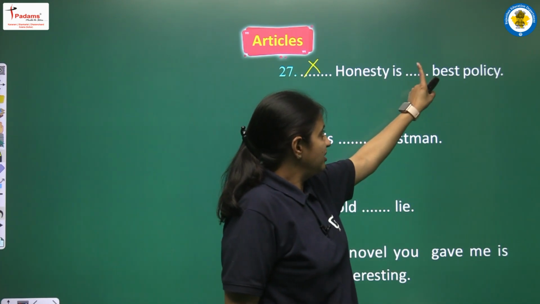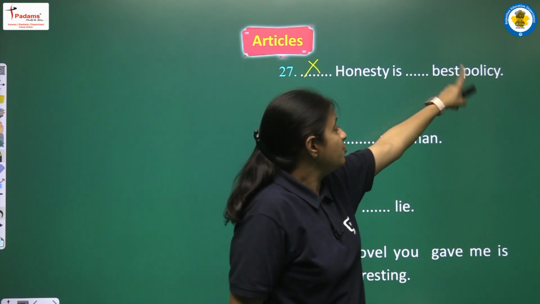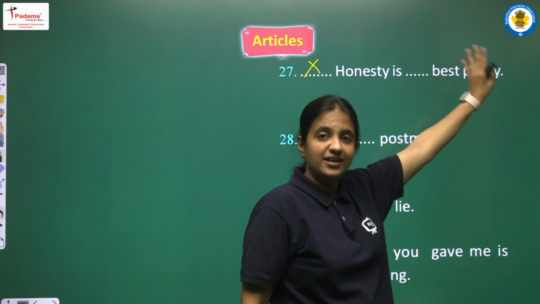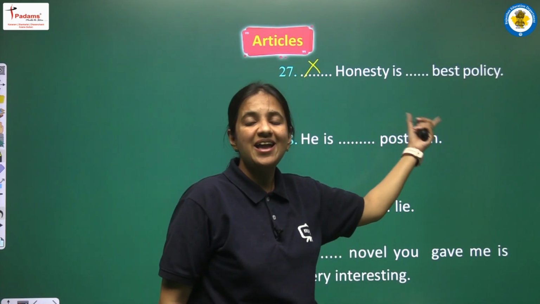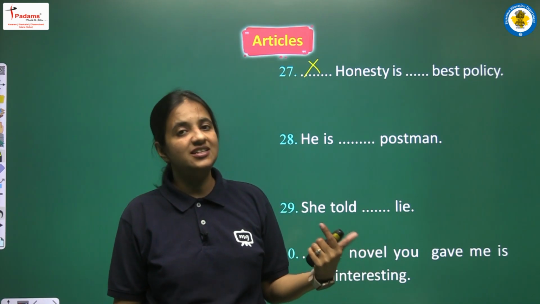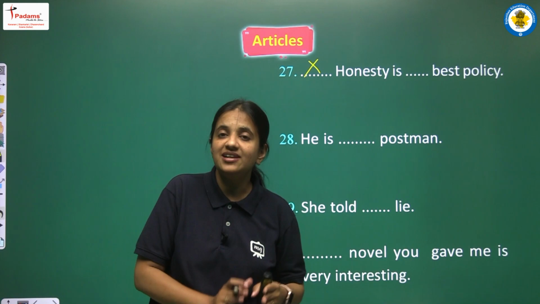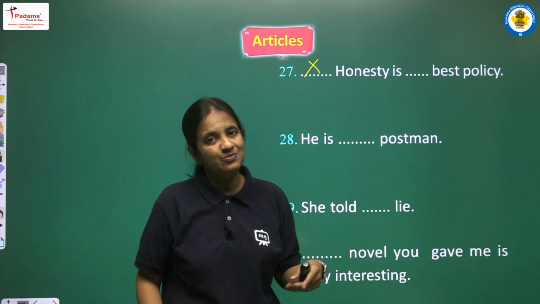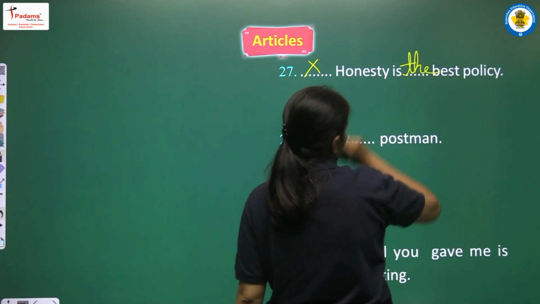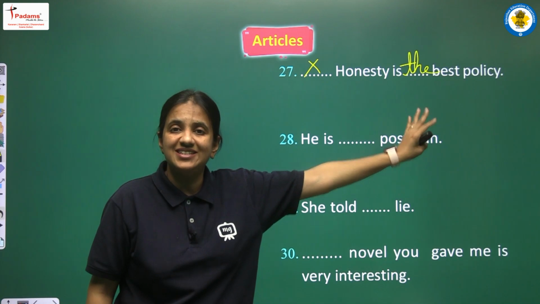Now let's talk about the second blank. Second blank is before best. Best policy we are having. So again we are having a combination of adjective and noun, but we are having the superlative degree of the adjective. Yes, best, this is the superlative degree of good. Good, better and best. So yes, before the superlative degree we have to use the. So the sentence will be honesty is the best policy.